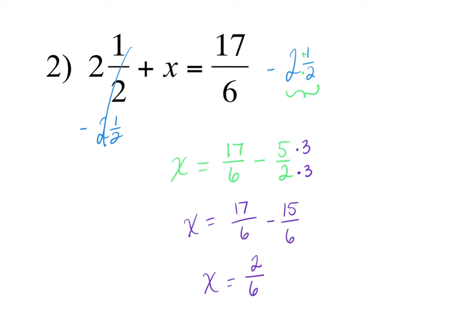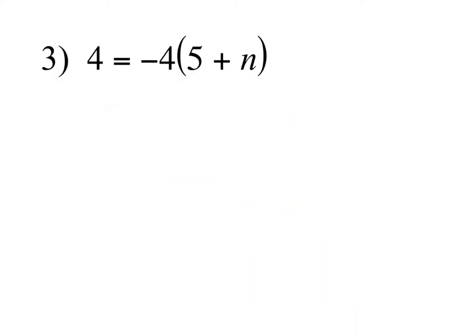I'm not quite done. What can I do to this one? Reduce. 2 goes into the top and into the bottom. So to reduce, I'm going to divide by that 2. I will get 1/3 here. So 1/3 is my answer. So for this one, I actually have to simplify my side first.